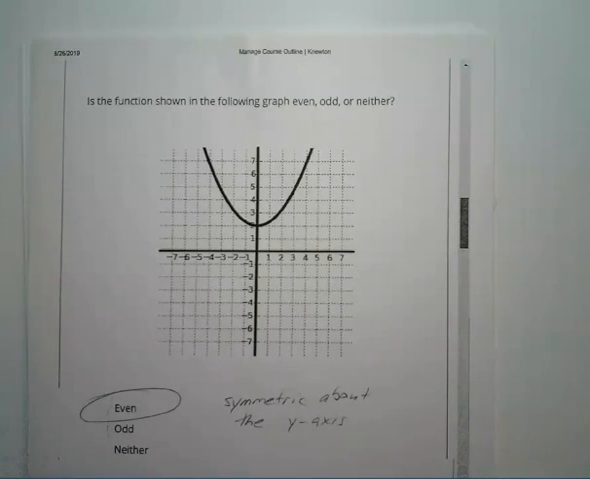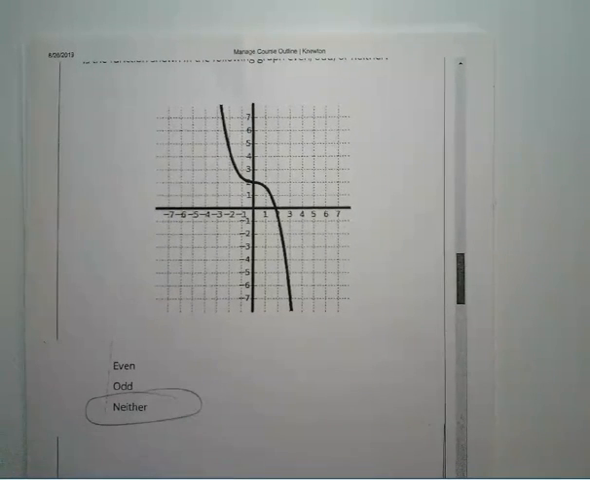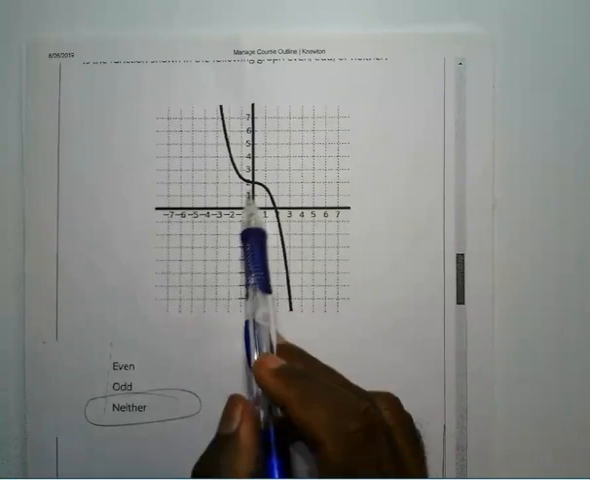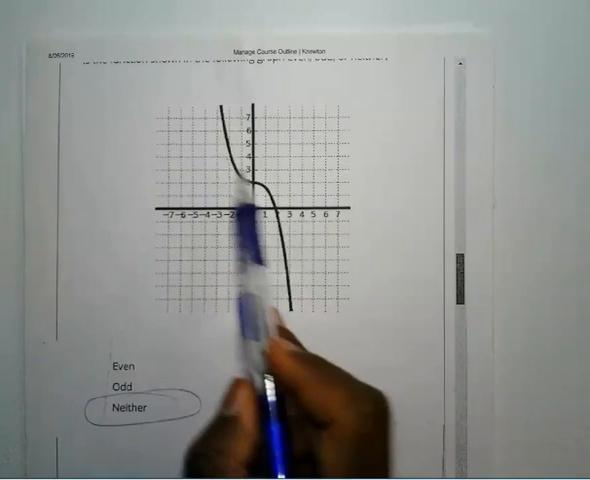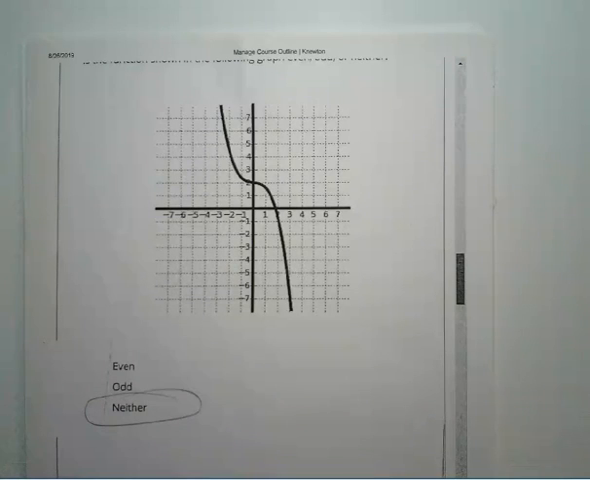All right, so let's look at another one. Okay, so what about this one? Is this one odd, even, or neither? Okay, so if you guessed neither, you guessed correctly. It's not symmetric across the y-axis, and if you flip this over and this over, you won't get the graph continuing in the third quadrant, so this one falls under neither.